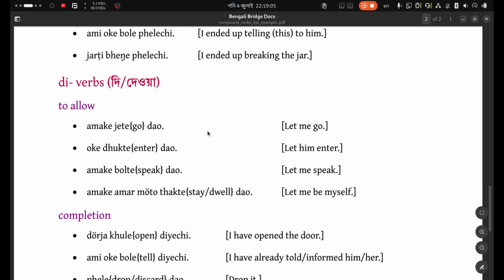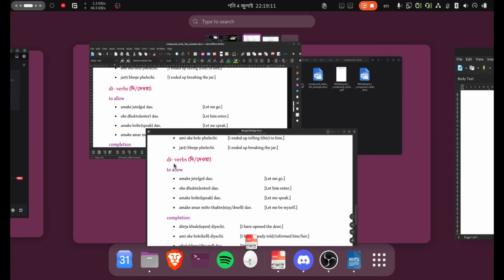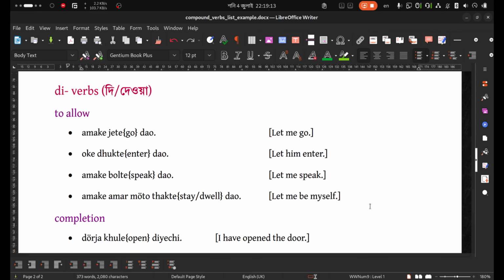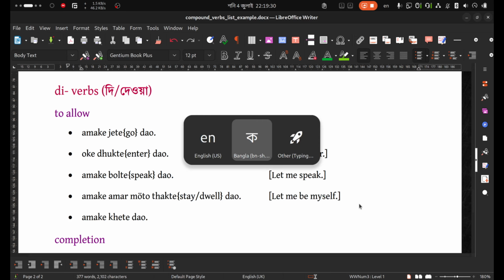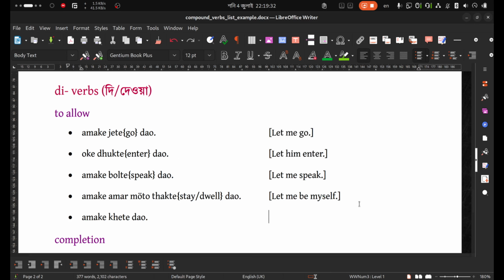I honestly don't know how to. Okay, fine. Let me think. I will try to. আমাকে যেতে দাও, আমাকে ঢুকতে দাও. Yeah, I could say আমাকে খেতে দাও. Let me eat.